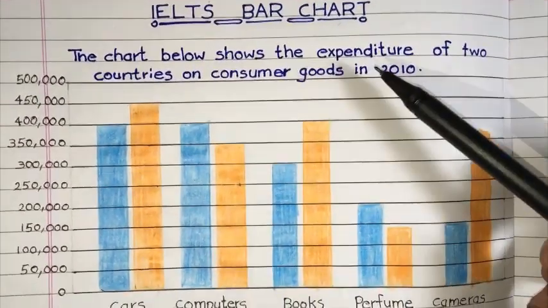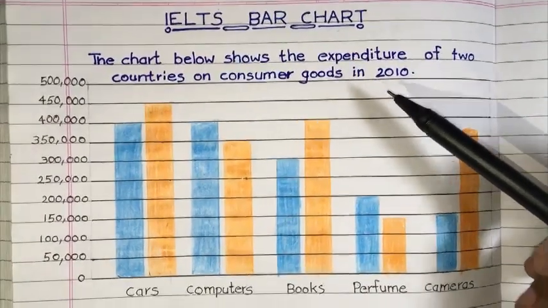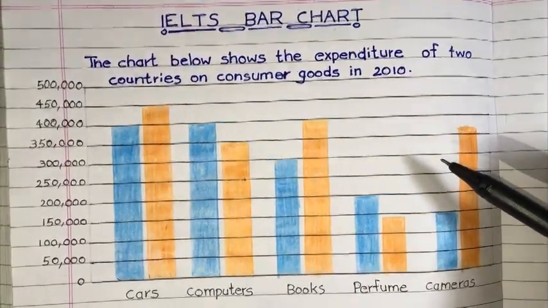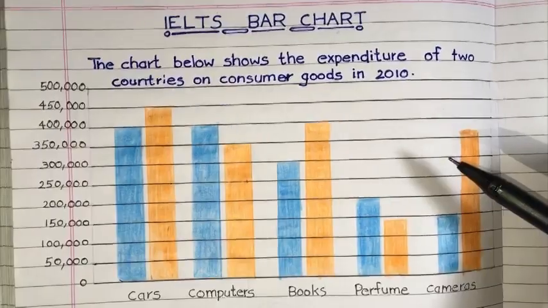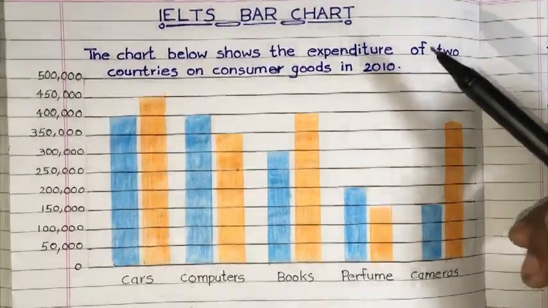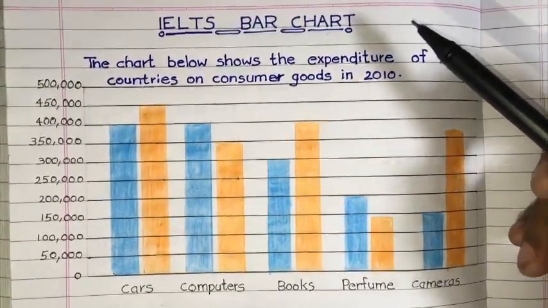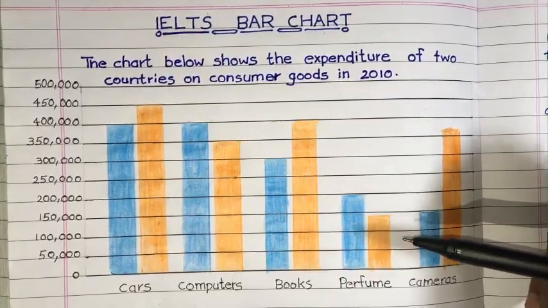This is an IELTS bar chart and this is a band 9 essay. I'll show you how you can write a better essay just by using a bar chart. So let's see what things are given over here.